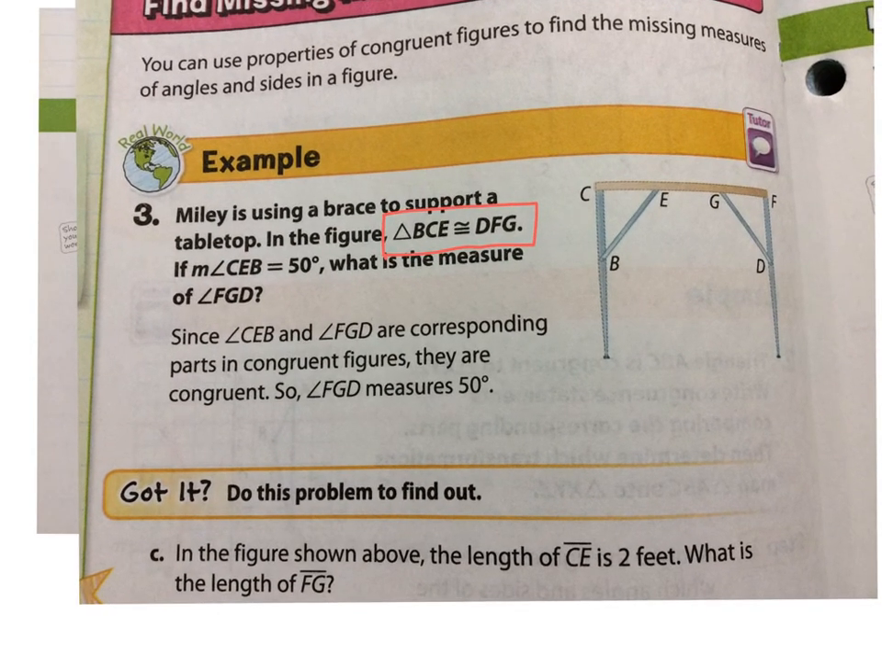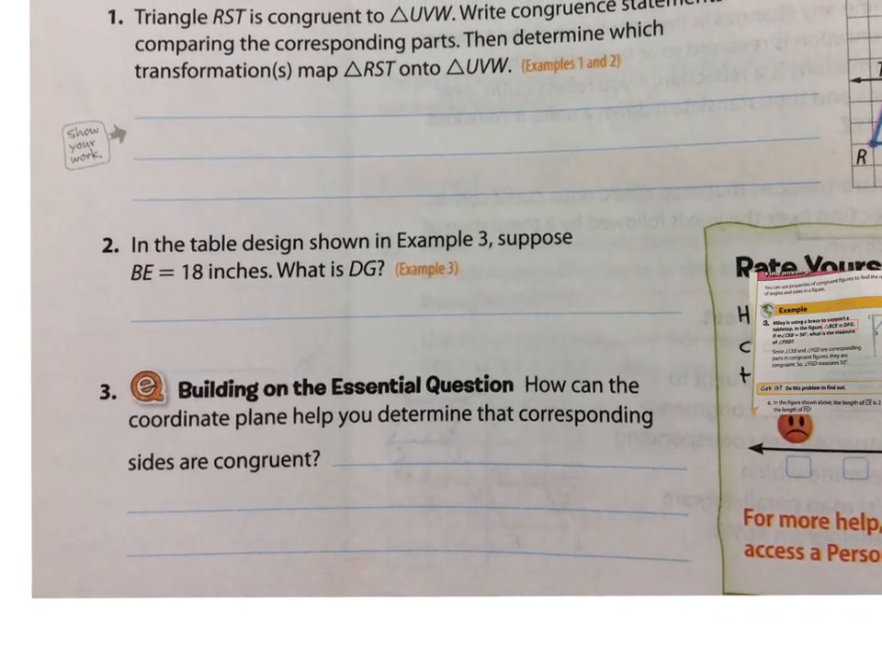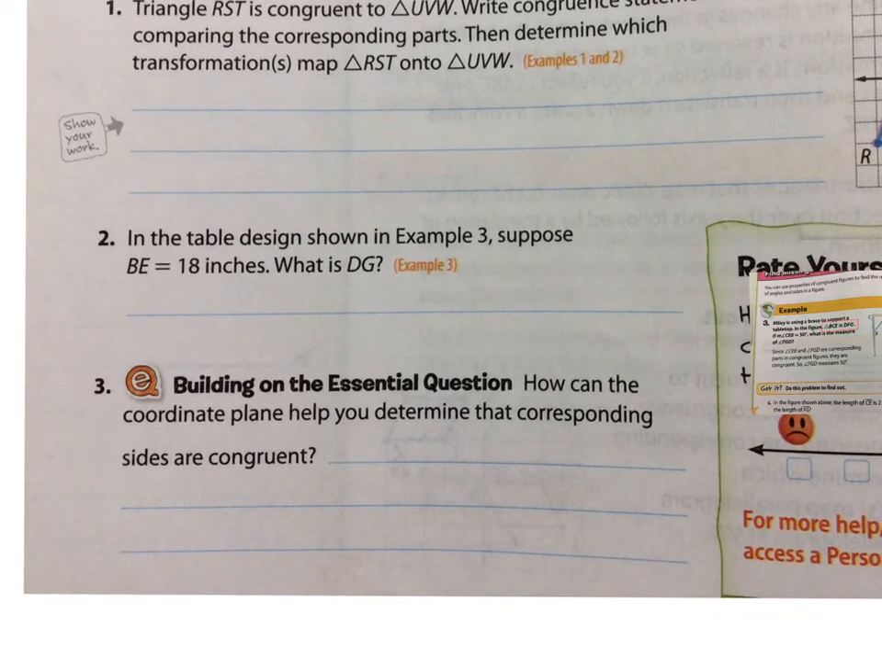So when I'm looking at this question, it says if BE is 18 inches, what is DG? Well, BE, that's my first and last. DG, that's my first and last. They're going to be the same. They're congruent. So if BE is anything, DG is going to be that same amount. So right here, that question is simple. If BE is 18 inches, then DG is also 18 inches.